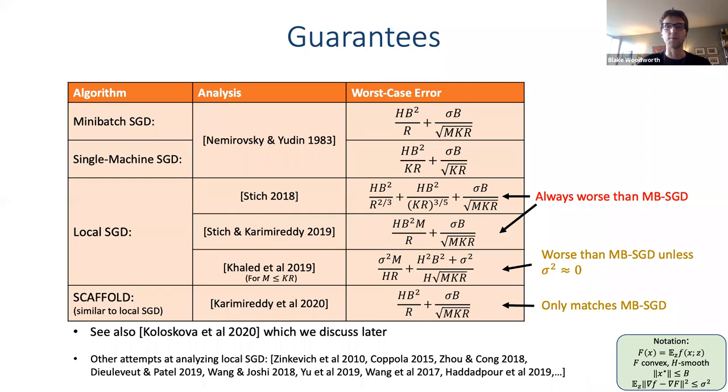And finally, Karimireddy et al. analyzed Scaffold. This is an algorithm that's not local SGD, but it closely resembles it, and it also belongs in this same intermittent communication model. They're able to show that Scaffold matches mini-batch SGD, but they don't actually show any improvement beyond mini-batch SGD. So over a number of years, there have been numerous attempts to analyze local SGD. But at the end of the day, we don't actually know if local SGD really improves over mini-batch SGD from any of these analyses.